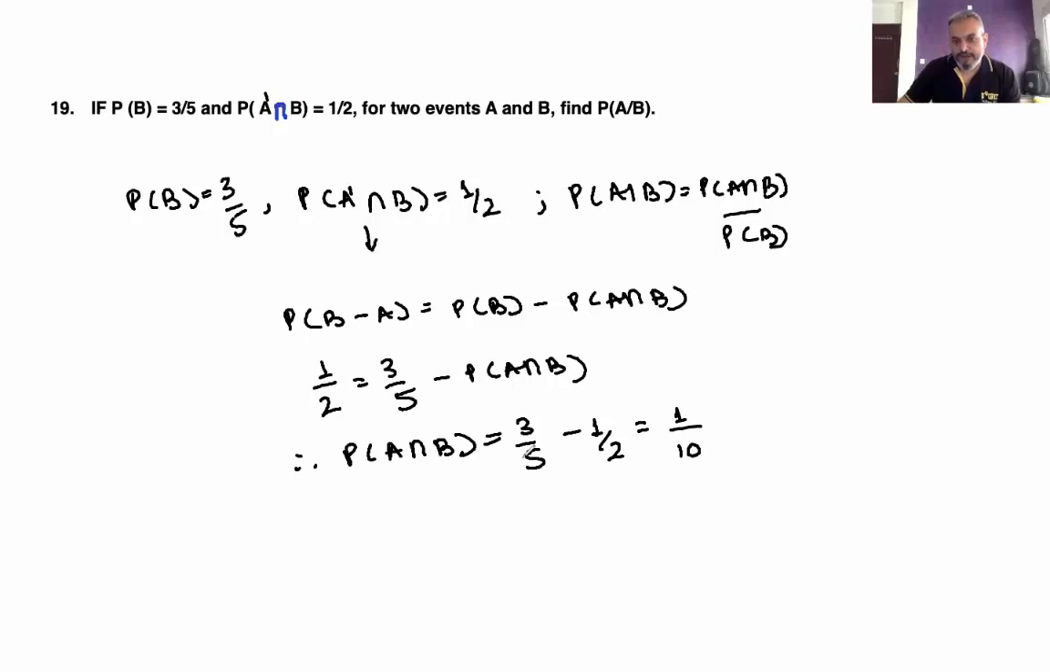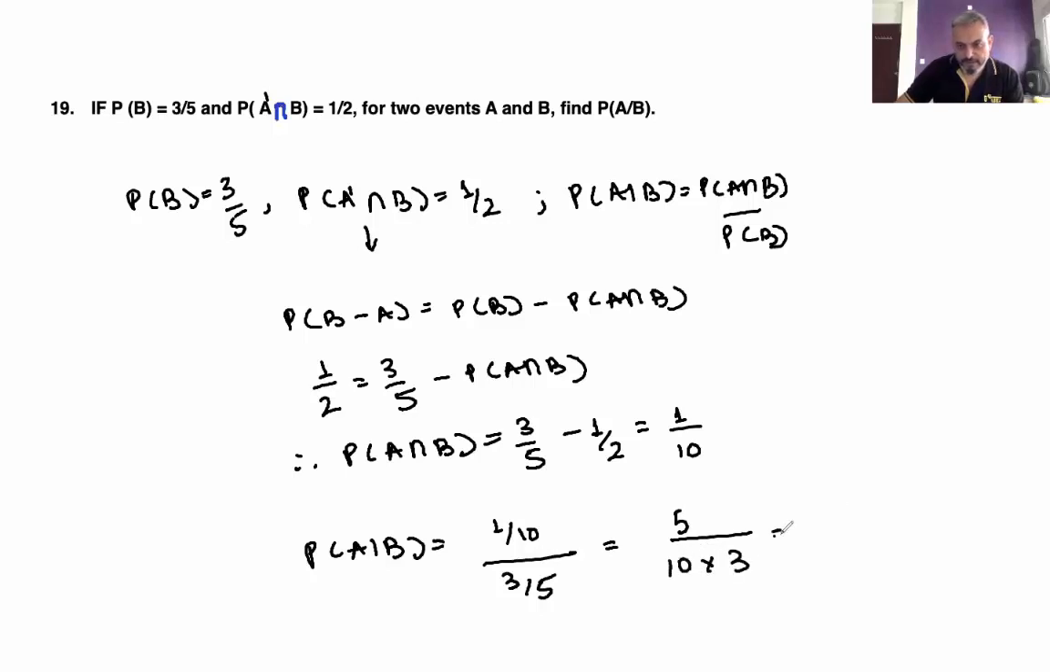Now you have P of A intersection B, you have P of B. So P of A given B is equal to 1 by 10 upon P of B, which is 3 by 5. 5 will go up, 10 will go down, and 3 will remain as it is, which is 5 by 30, equal to 1 by 6. Answer.